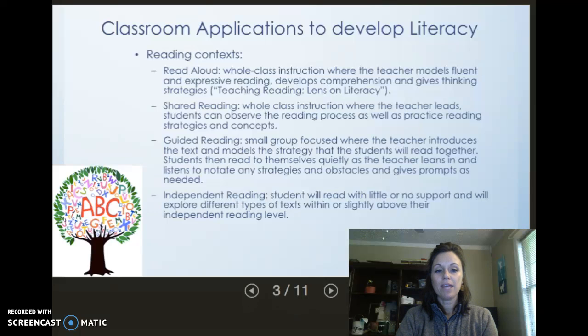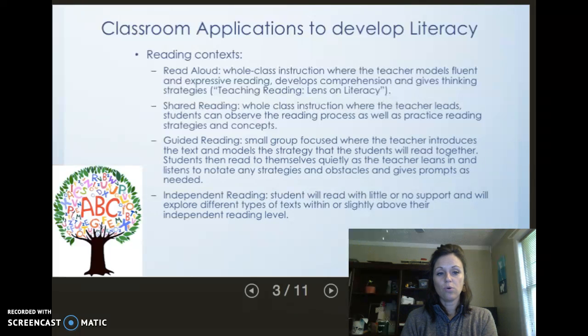The classroom applications that can be applied, beginning with instructional contexts for reading, include read-alouds, shared reading, guided reading, and independent reading. During read-aloud instruction, the teacher reads to the whole class and students can follow along and see the illustrations. The teacher models fluent and expressive language during reading, develops comprehension, and gives thinking strategies.